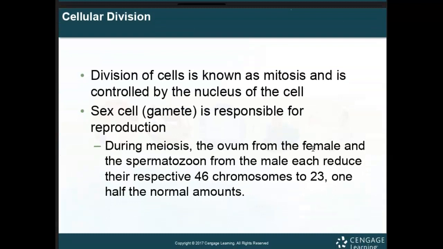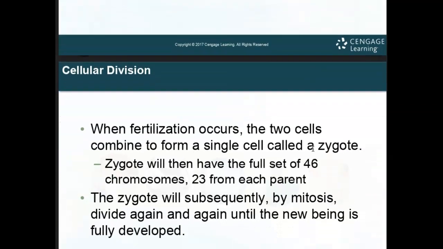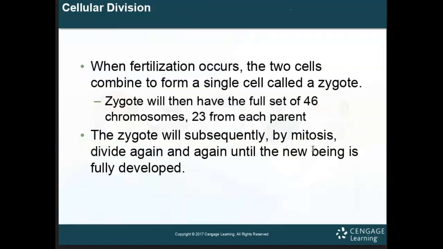Cellular division, so mitosis is the division of cells, and it is controlled by the nucleus. The sex cell gamete is responsible for reproduction. During meiosis, the ovum from the female and the spermatozoon from the male each reduce their respective 46 chromosomes to 23, half the normal amounts. When fertilization occurs, the 2 cells combine to form a single cell called a zygote. Zygotes will then have the full set of 46 chromosomes, 23 from each parent. The zygote will subsequently, by mitosis, divide again and again until the new being is fully developed.